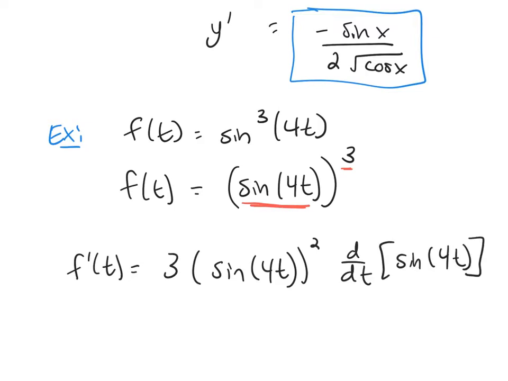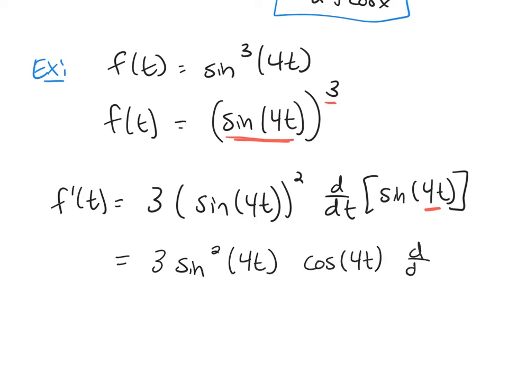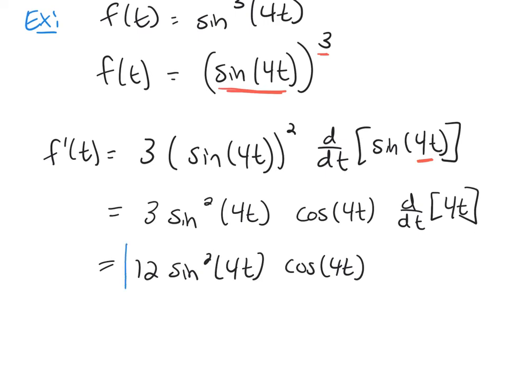But you'll notice I have a composition still here. I still have an inside and an outside. So I'm going to have to use the chain rule again. So it would be 3, and I'll just write this as sine squared of 4t. The derivative of sine is cosine times the derivative of 4t. And that's just the power rule, and the derivative is going to be 4. So I'll pull that out in the front with this 3. It'll become a 12 sine squared of 4t cosine of 4t. And there's my derivative.